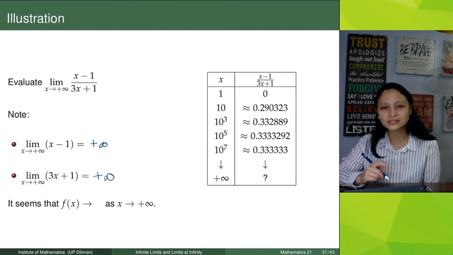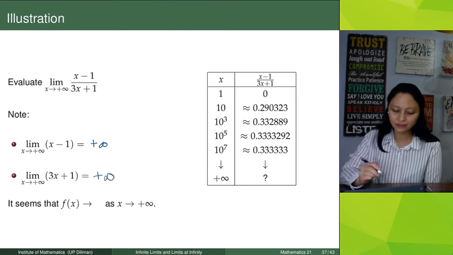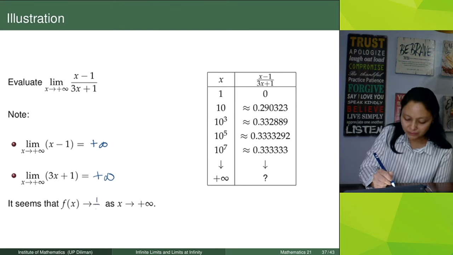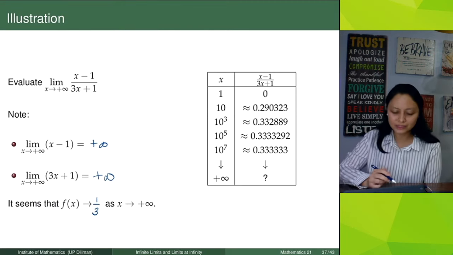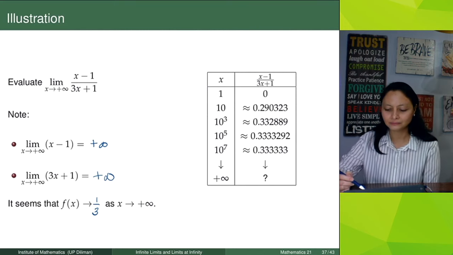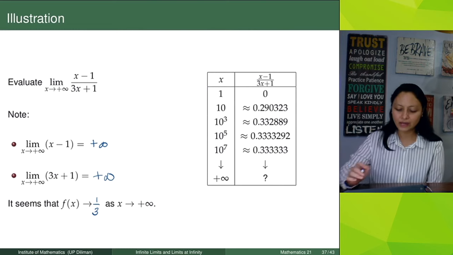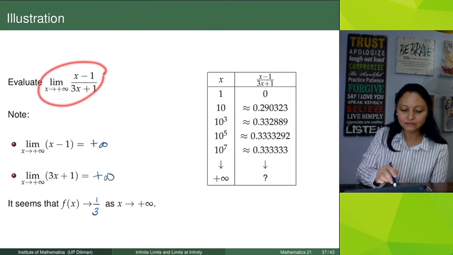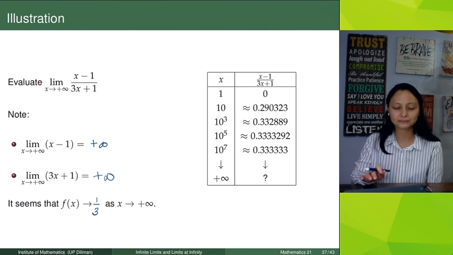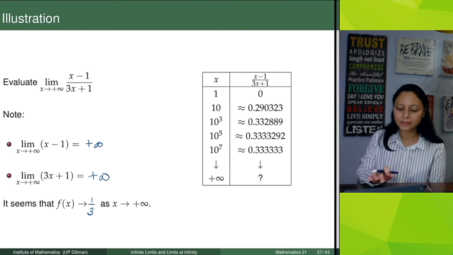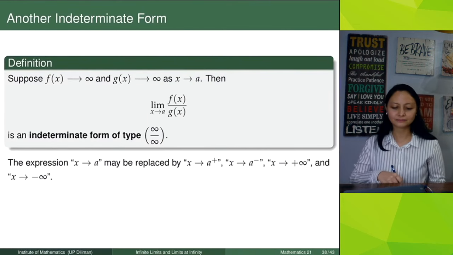Parang it's approaching 0.333 or parang 1/3. How will we compute this value? Hindi naman pwedeng kukumputin nyo lahat ng values na to, tapos observe nyo, di ba? So, how will we compute the limit of (x minus 1) over (3x plus 1) as x approaches positive infinity?